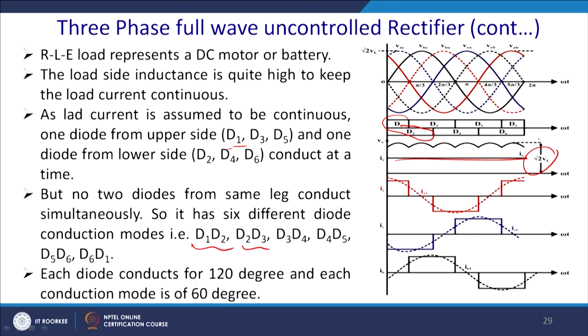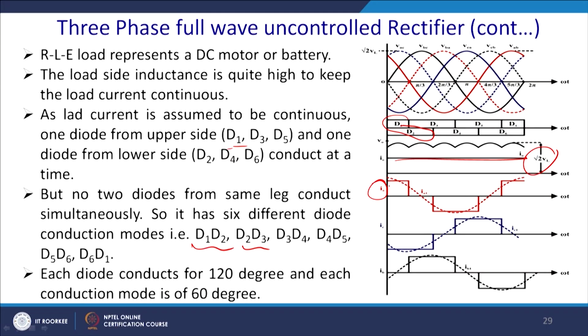And this will be the pattern of the input current. Input current will be a stepped square wave. Since at this time D1 conducts, the current will be positive. Thereafter, after an interval, you can see that D4 starts conducting in this region, so we will get a negative pulse from phase A. There is again another pause of 60 degrees, and again it will pick up.